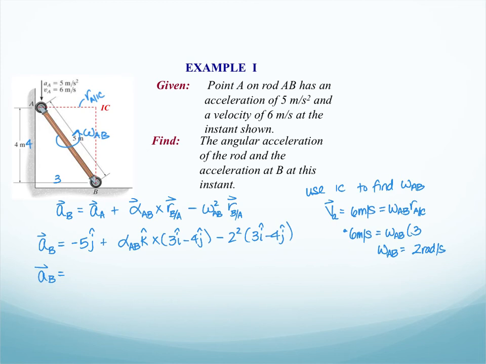So I do have to do the cross product. Let's do that. k cross i is going to give us j. k cross j is going to give us minus i, but there's a minus sign there, so that gives a plus. So it's alpha AB times 4i, minus 4 times 3 is 12i. 4 times 4 is 16, and that's going to be plus 16j. All right, now I want to collect my x and y terms.